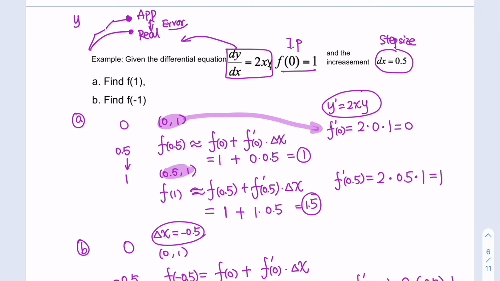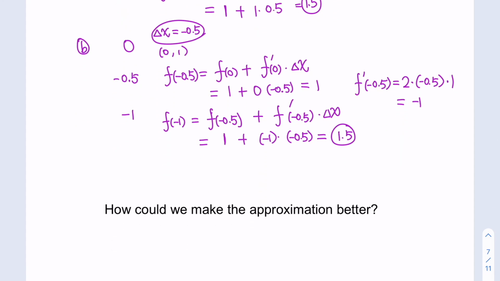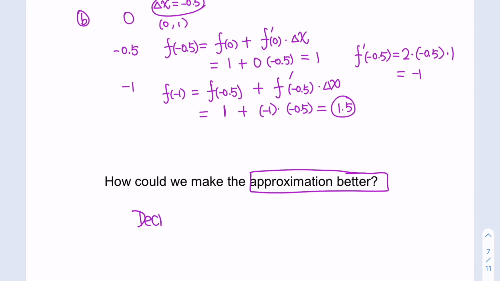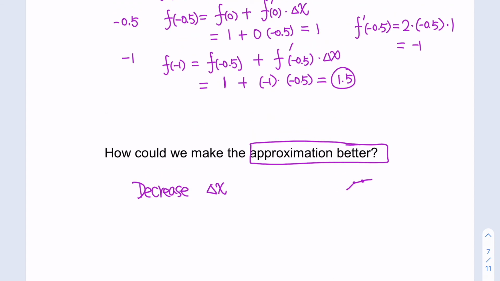You're going to see some problems in the homework. How do we make the approximation better? To make the error smaller, we need to decrease the step size. Every time we take a smaller step, this will make your approximation much more accurate. Okay, the homework is posted online. Any questions, let me know.